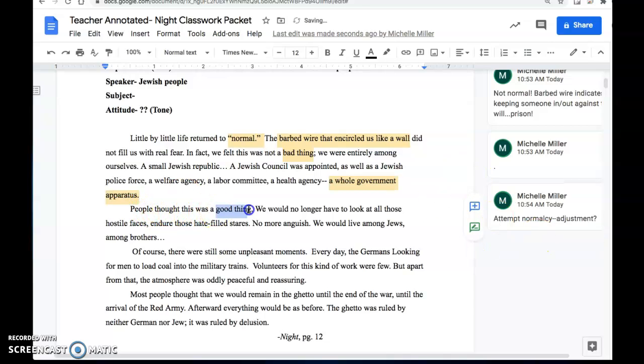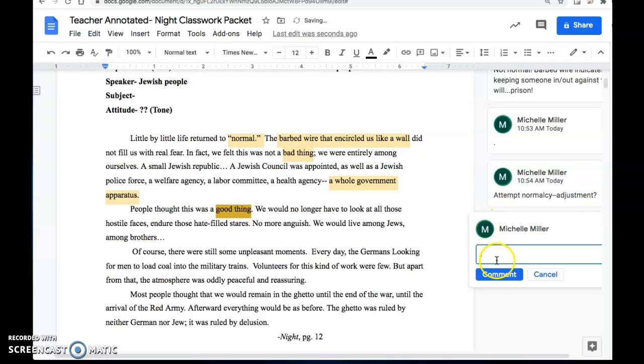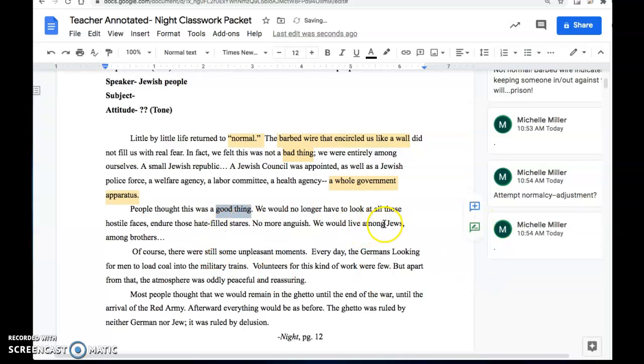People thought this was a good thing. I would note this again, just like we did bad. Not a bad thing. I should have highlighted that whole thing. We would no longer have to look at all those hostile faces, endure those hate-filled stares, no more anguish. We would live among Jews and among brothers.